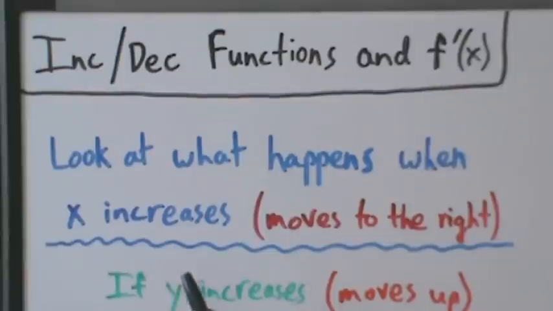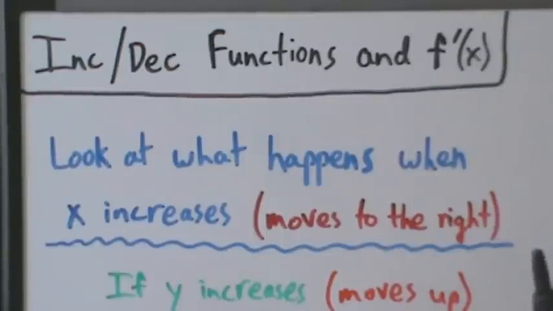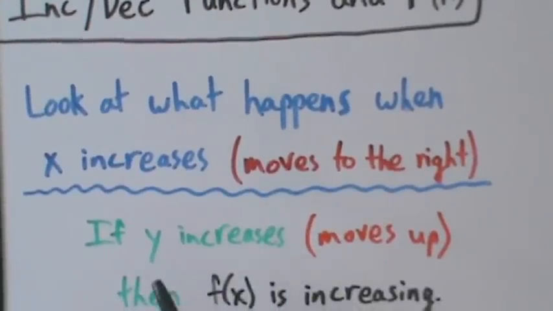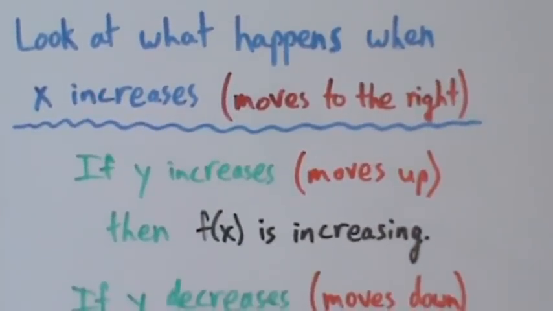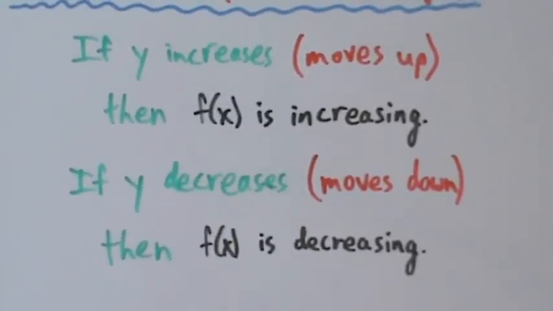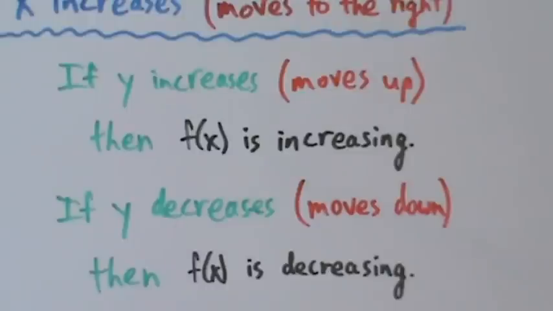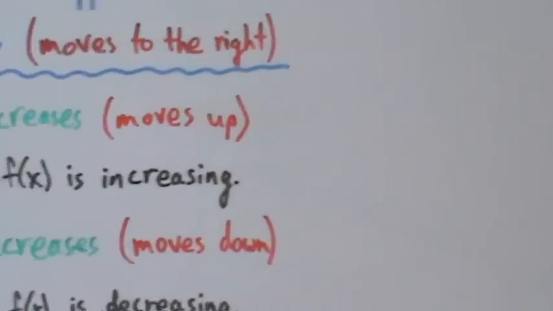So remember, the positive direction for x is to the right. Positive to the right, negative to the left. So when x increases, that's when x moves to the right. You want to look at the graph and see what happens when x moves to the right. And if y increases, meaning if the y coordinates go up, then we say f of x is increasing. And if the y coordinates are decreasing, meaning the y coordinates are moving down on the graph, then we say f of x is decreasing. So it's pretty straightforward. You also might remember this from your pre-calculus or college algebra courses. But anyway, let's see a brief example with this.